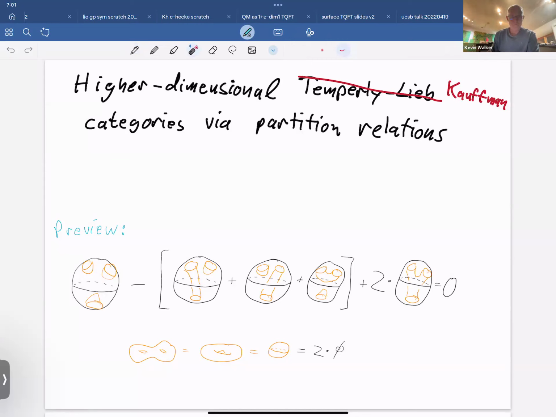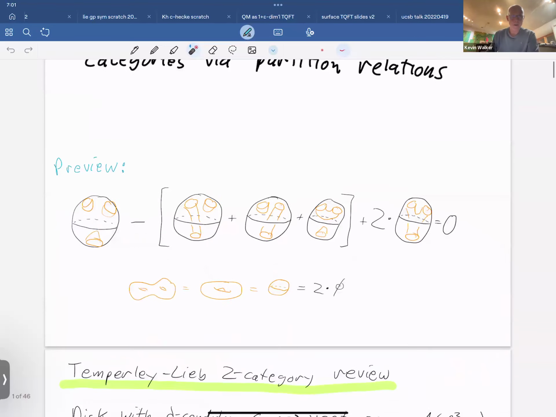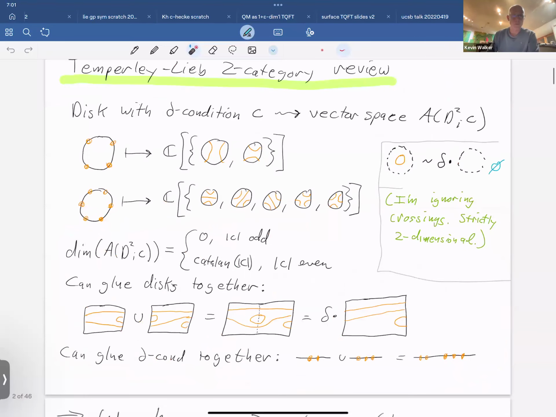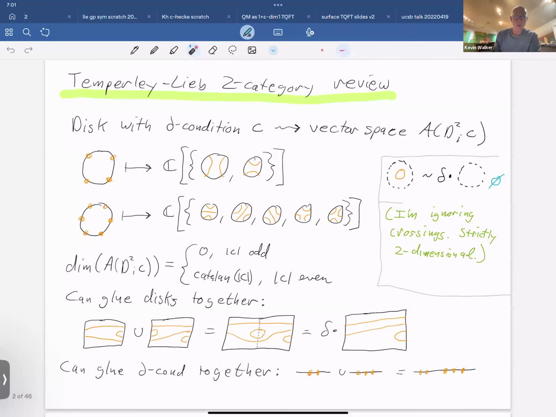If you're bored with the preliminaries, you can try to think of why this relation is special. Okay, so let me just remind you of some things we already know.